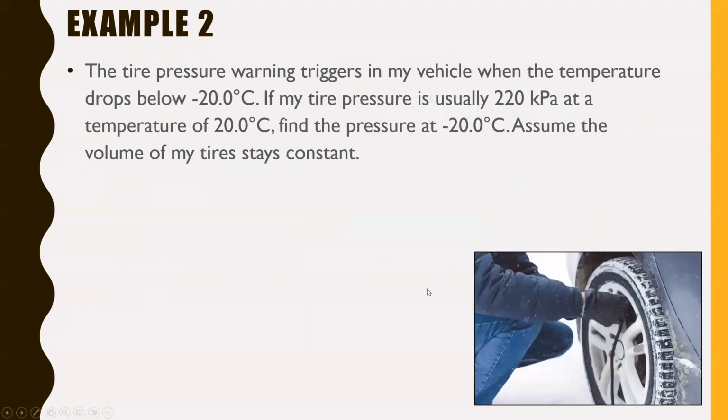Anyway, example 2. The tire pressure warning triggers in my vehicle when the temperature drops below minus 20 degrees Celsius. That's actually true. It does. It drives me insane. If my tire pressure is usually 220 kilopascals at a temperature of 20 degrees Celsius, find the pressure at negative 20 degrees Celsius. Assume the volume of my tires stays constant. Pause the video here. Give this one a try.